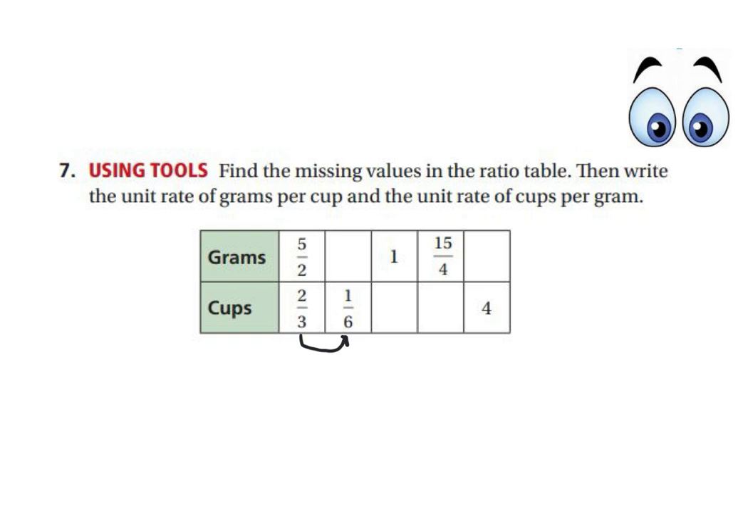So what I'm going to do is get a common denominator. 2/3, and I'm going to multiply by 2/2 to get a new equivalent fraction of 4/6. I do know how I can get from 4/6 to 1/6. I have to divide by 4. So what that tells me is 2/3 divided by 4 is 1/6. So now I can apply that same factor. I can divide by 4, and I'll be able to get my missing term.